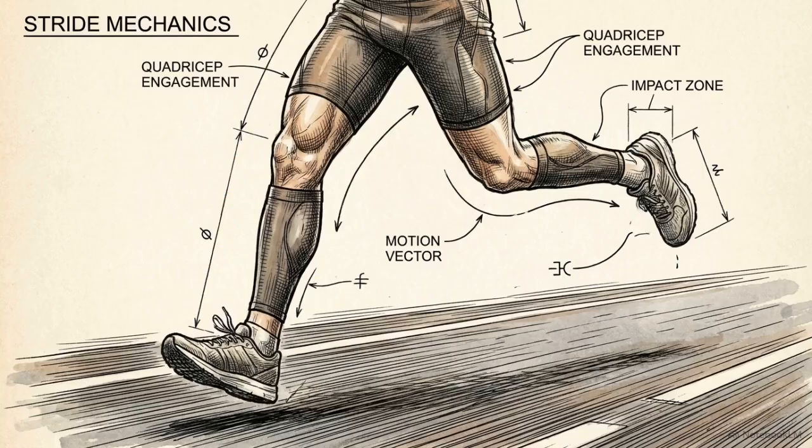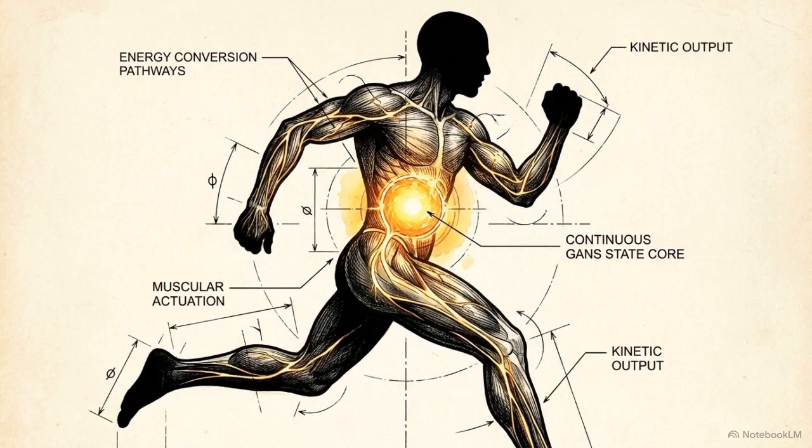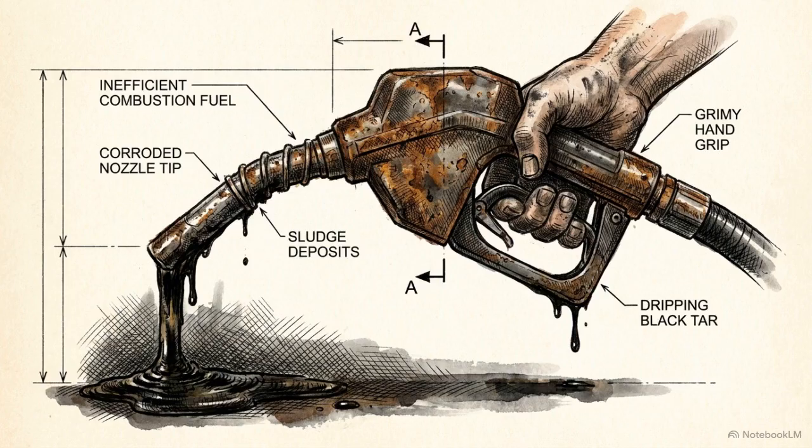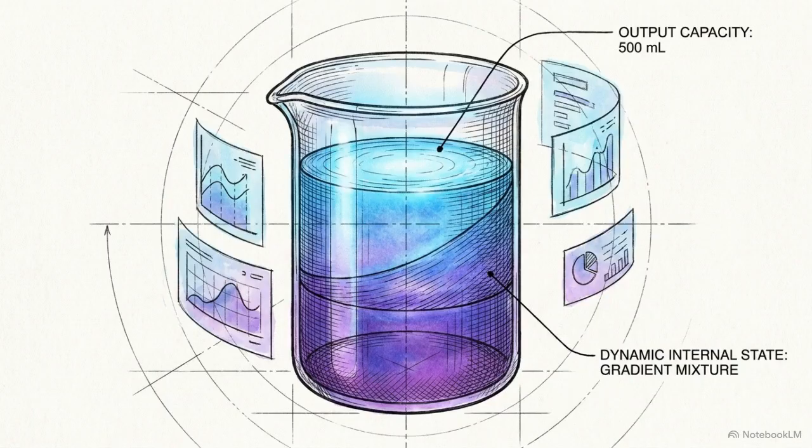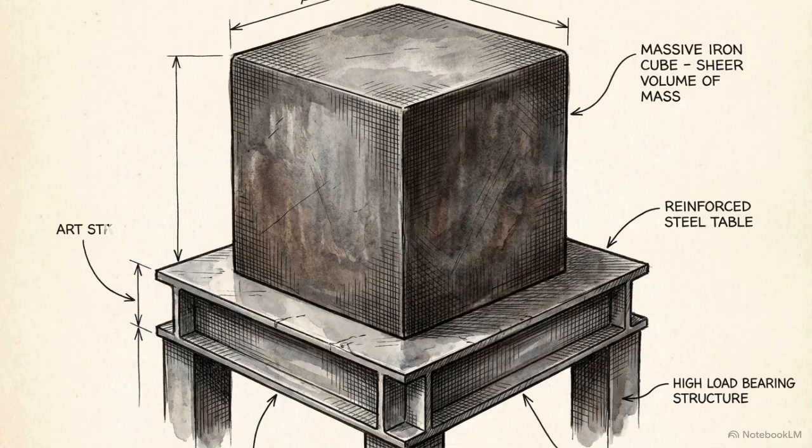Consider how the human body runs a marathon. It converts a highly efficient, small intake of food into a continuous GANS state to sustain motion. It does not combust liters of heavy diesel. Output capacity is dictated strictly by the dynamic state and gradient mixture of the internal material, not the sheer volume of mass you pack into the shell.